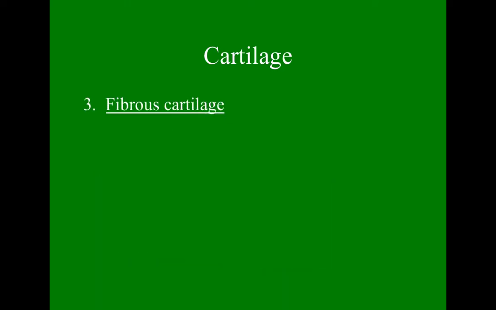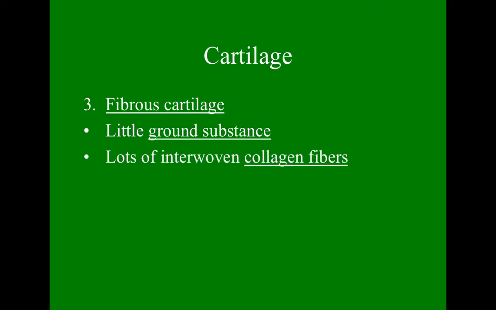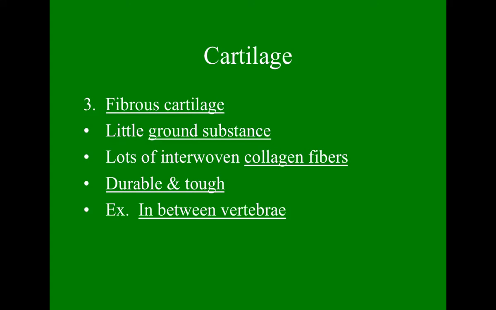The third type is the fibrous cartilage. This type of cartilage has very little fluid, so we have very little ground substance associated with it. But we have lots of interwoven collagen fibers that make a mesh. This type of cartilage is very durable and tough, and we find it in places that need that type of durability. For instance, the cartilage pads that are located in between our vertebrae. These are what cushion our vertebrae as we move and bend, so that the bones don't touch each other and damage each other with the friction that they would create.